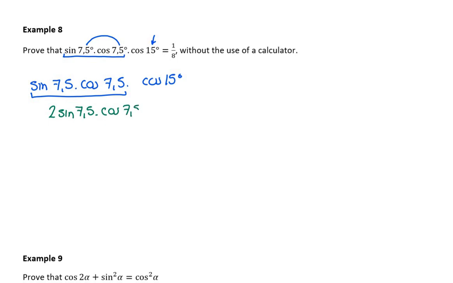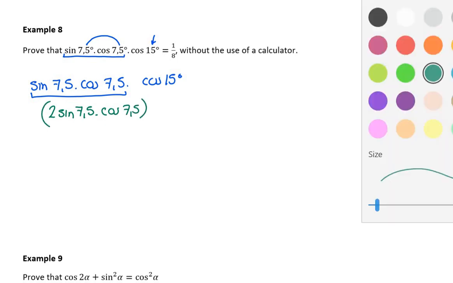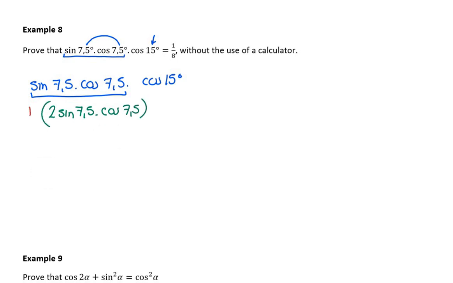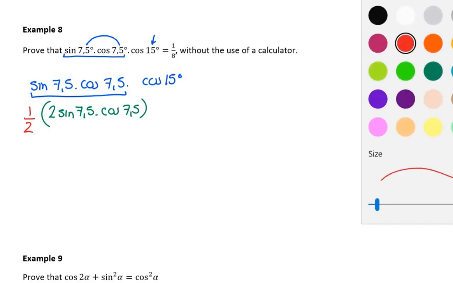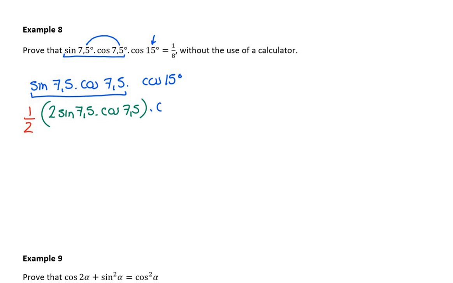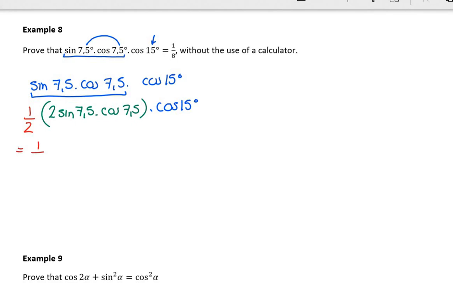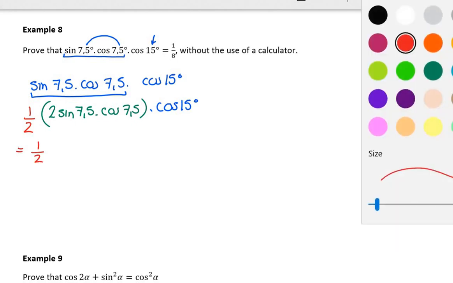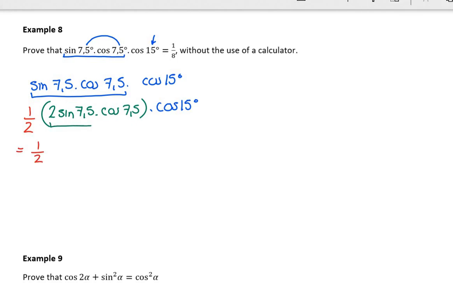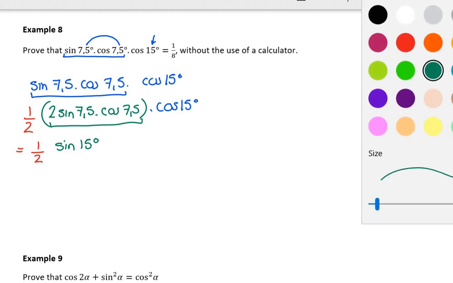But if you make it 2, you can't just add that in, so we put a half in front, because then the half and the 2 can cancel each other out. Now you still have multiplied by cos 15 here. So now my half remains there. My 2 sine 7.5 cos 7.5, so my green bracket, this is a double angle, so that actually simplifies to sine double 7.5, which is sine 15. And what do you know?